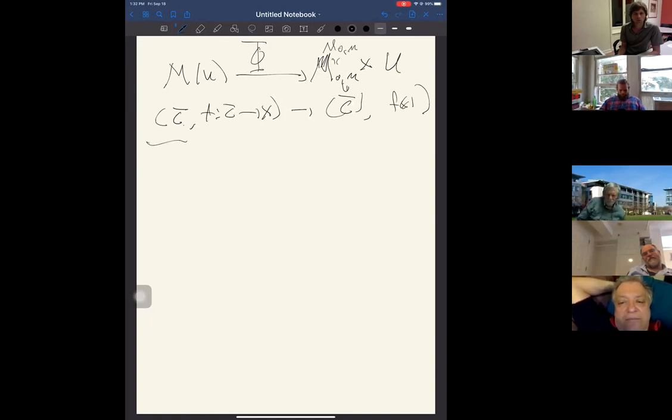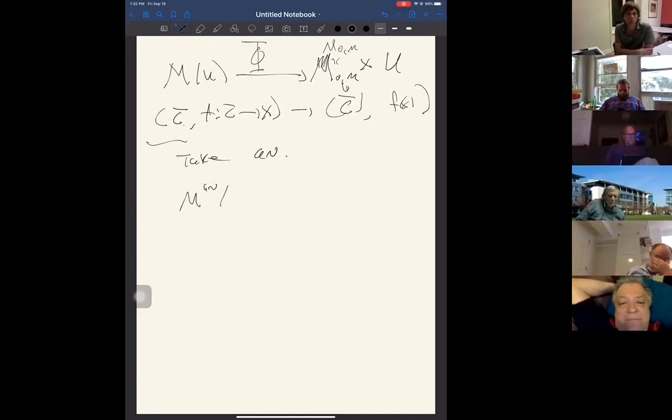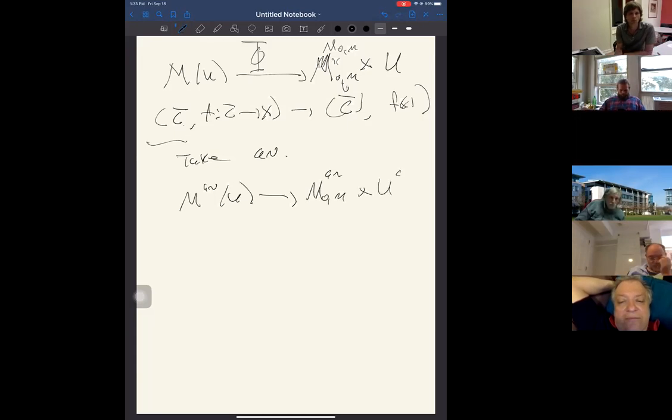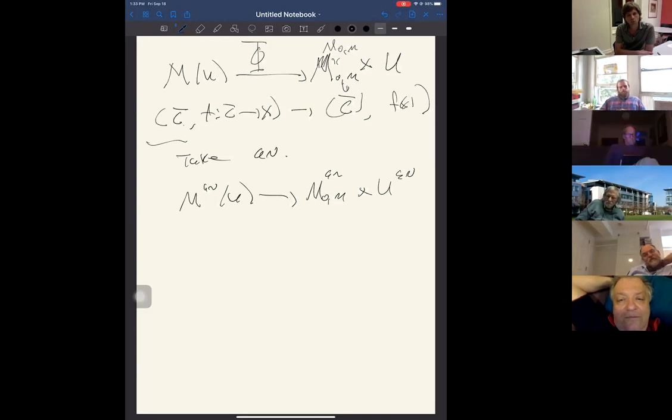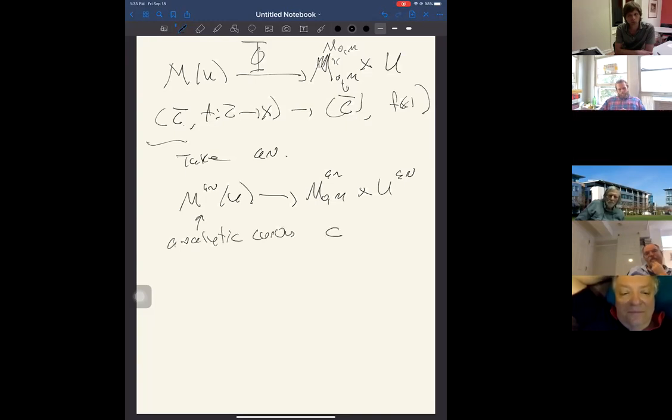Okay, and now we take the analytification. The analytification has exactly the same meaning. You just put analytification everywhere. It goes to M0M analytification cross U analytification. What's M0M analytification? It's the space of analytic P1s with M points on it. It has no information that isn't already in M0M. It's just the analytification of it. What's this? It'll be a space of analytic curves. So these are analytic curves with maps. Curves now, they're just P1s, again mapping into X. Just put analytification everywhere. It behaves exactly the same way.